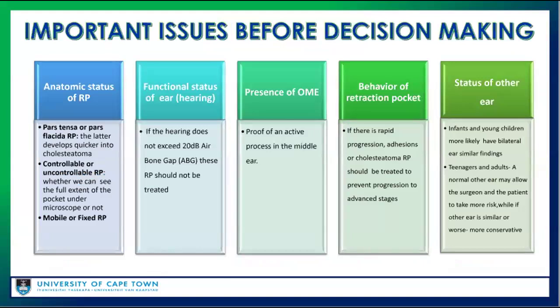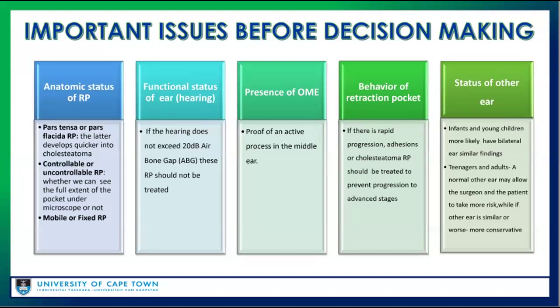The anatomical status of the retraction pocket, whether it's found in the pars tensa or in the pars flaccida, as a pars flaccida retraction pocket tends to develop quicker into cholesteatoma. Whether it's a controllable or uncontrollable retraction pocket, and this will depend on whether we can see the full extent of the pocket under microscope, and whether it is a mobile or fixed retraction pocket.